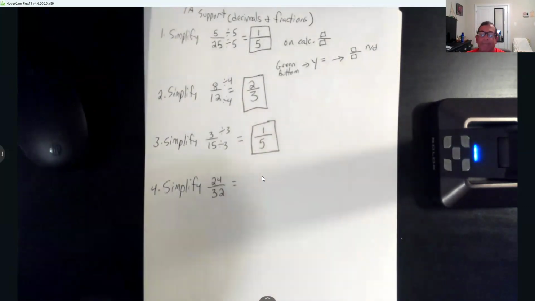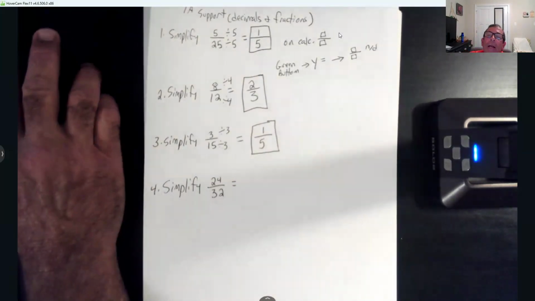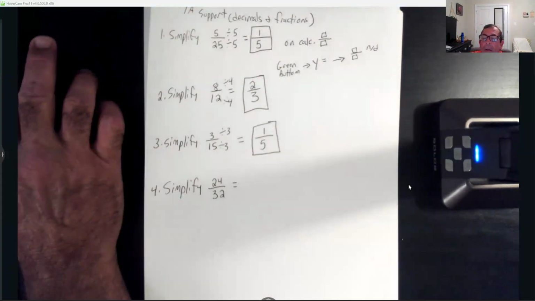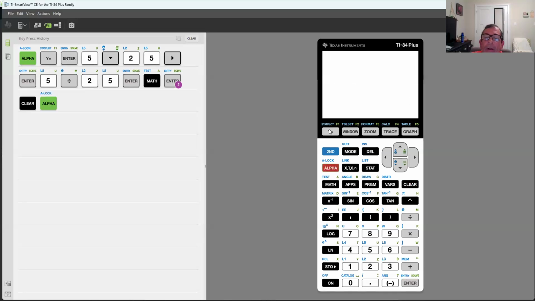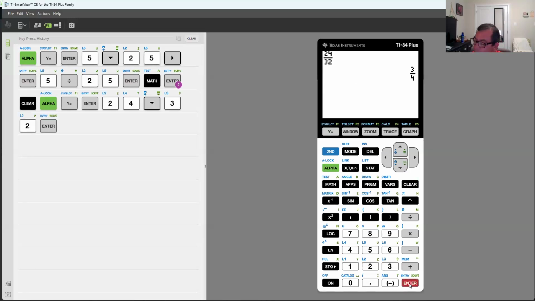Good job. But y'all, if you don't like these big numbers, go to the calculator, hit the green button and Y equals, enter, and punch in 24 over 32 and hit enter, and there's your 3/4.